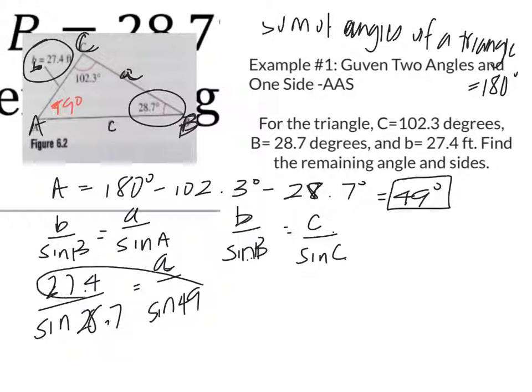So you're going to multiply 27.4 times sine of 49. Be sure that you are in degrees as your mode on your calculator. And then you're going to divide it by sine of 28.7. That will give you little a as about 43.06 feet.